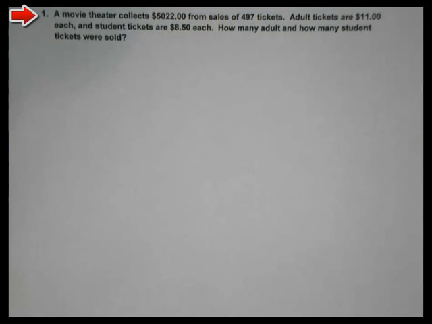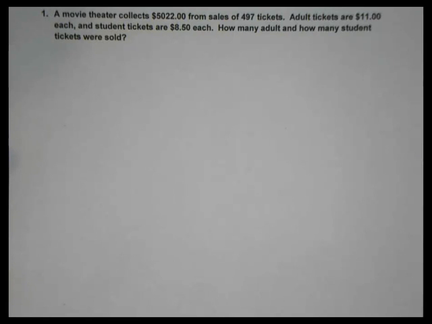Exercise 1. A movie theater collects $5,022 from sales of 497 tickets. Adult tickets are $11 each, and student tickets are $8.50 each. How many adult and how many student tickets were sold?